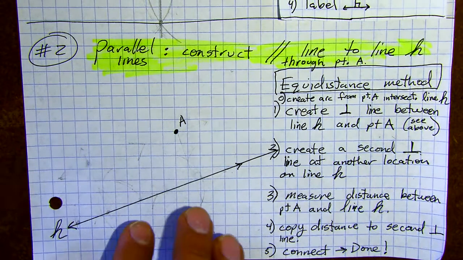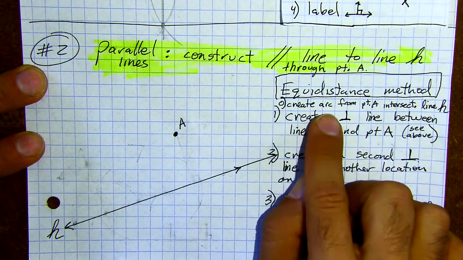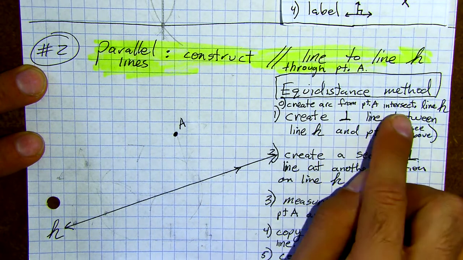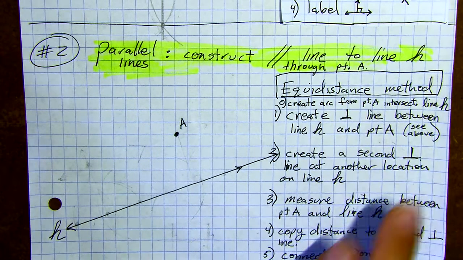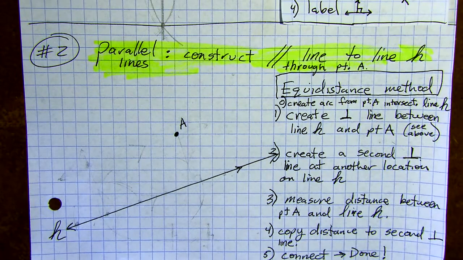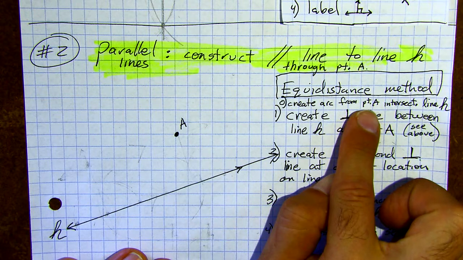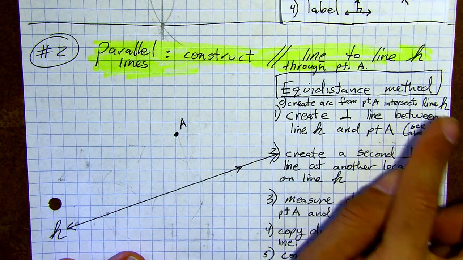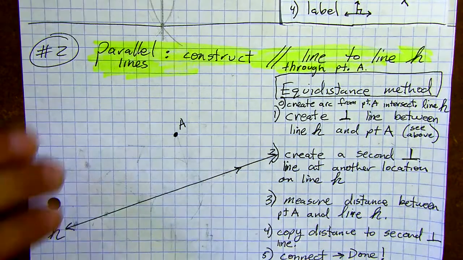All right, so first step. Step 0. Create an arc from point A that intersects line H. I'm not going to do it. I want to see if we can interpret that and get the right mark on there. And if you don't, no worries. So create an arc from point A that intersects line H. And I'll tell you that you'll want it to be staked on point A.